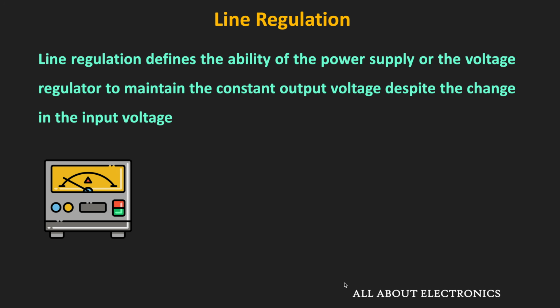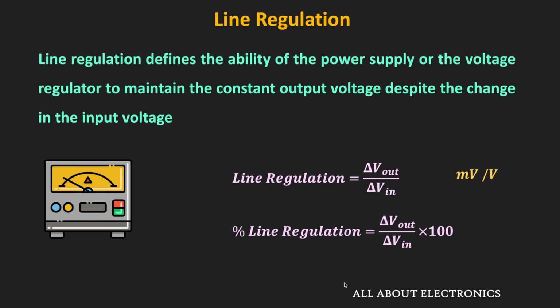So as I said earlier, this line regulation shows how well the power supply is able to maintain the constant output voltage despite the change in the line voltage. So mathematically, it can be expressed as the change in the output voltage due to the change in the input voltage. And if you see the unit of this line regulation, then typically it is represented in the millivolt per volt. And in many textbooks, you will also find that in the percentage, it is also defined as this delta V out divided by delta V in times 100.